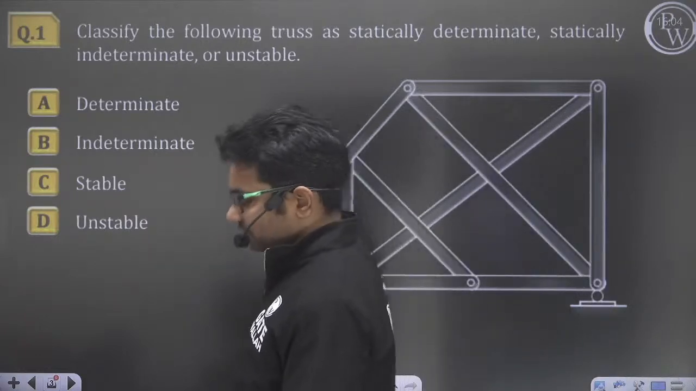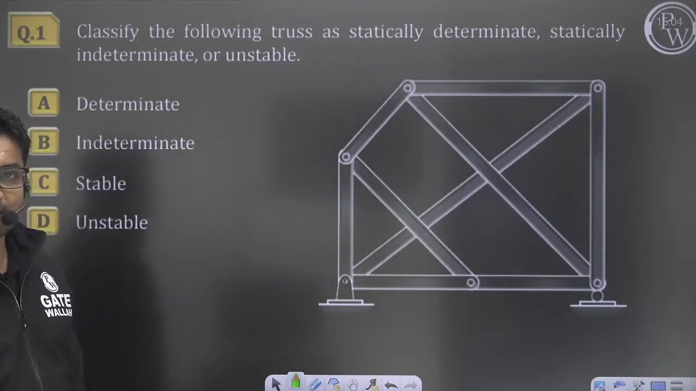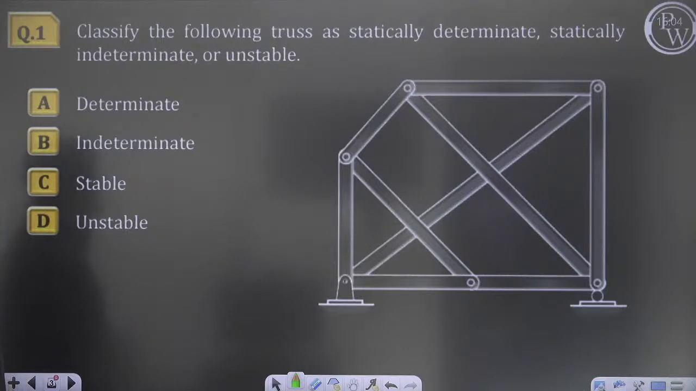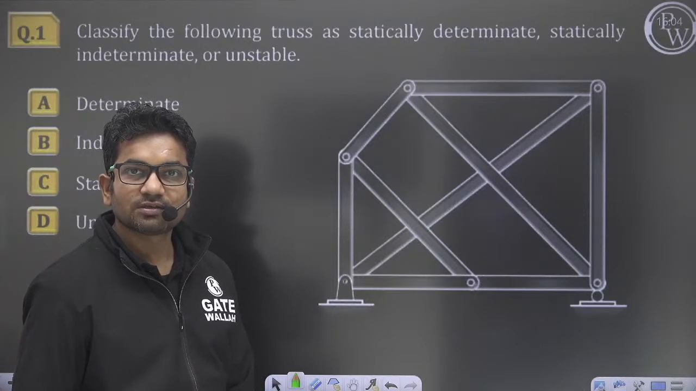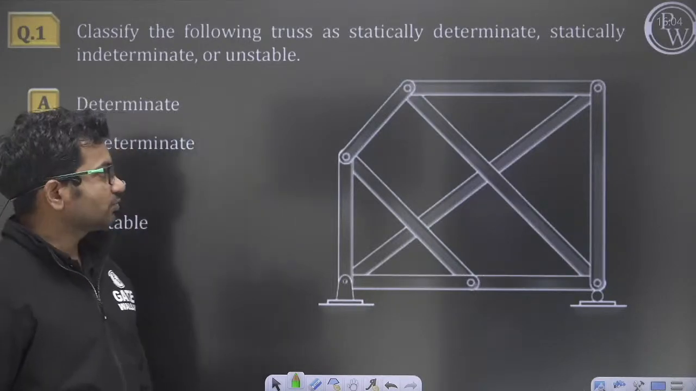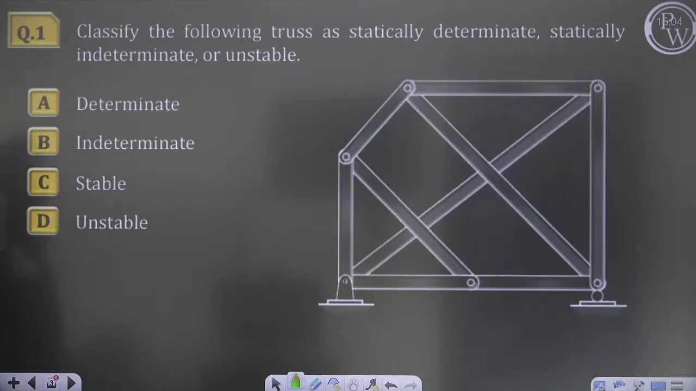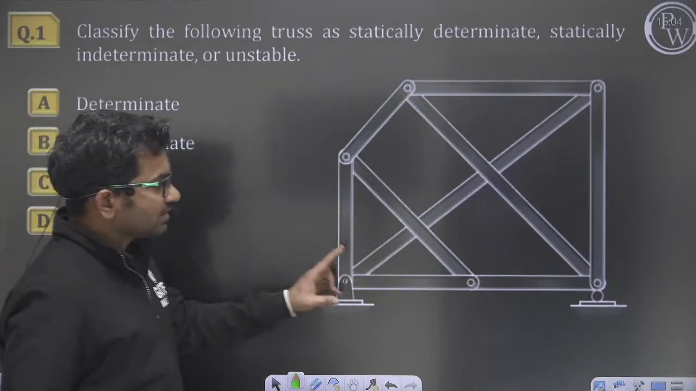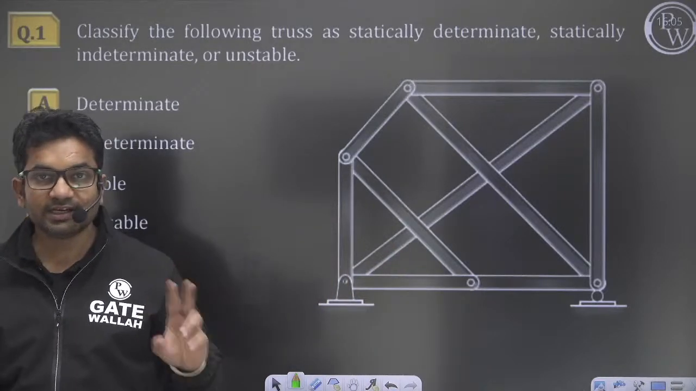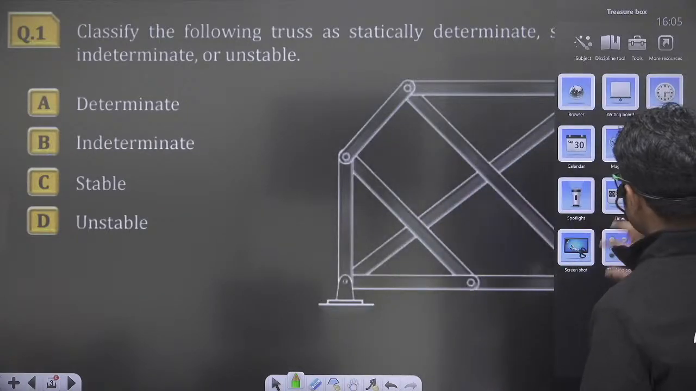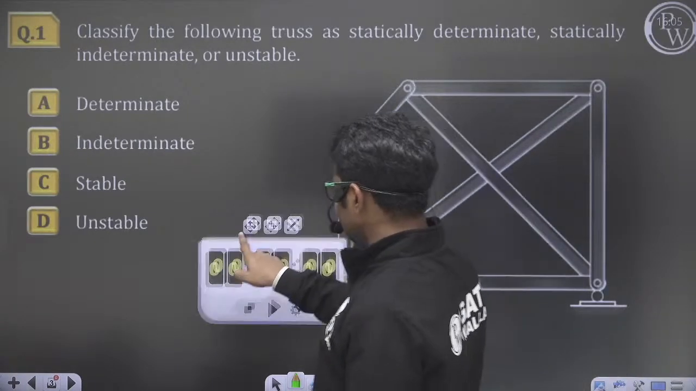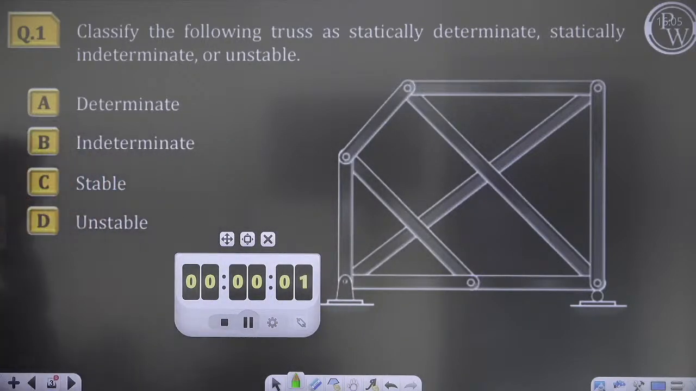So first question. Anyone online? If you are online, try to answer this. The first question is related to static indeterminacy. You have to identify whether this truss is statically determinate or statically indeterminate, and whether it is stable or unstable. Let me put on the timer and give you 30 seconds for this question. Try to answer within 30 seconds.